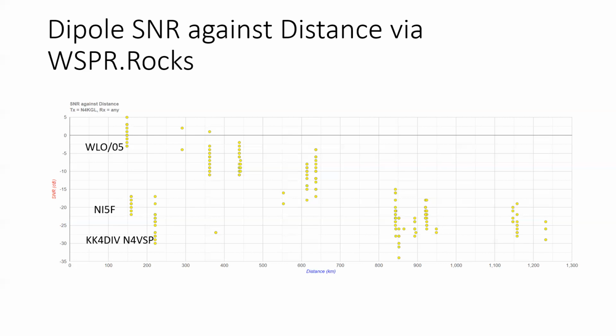At first I kind of threw that out because I said it must be a balloon or something, but not the case. Also, the Graceville station showed up, but the dipole did not show up as strong there. And the third vertical line is KK4DIV and N4VSP in Lynn Haven.